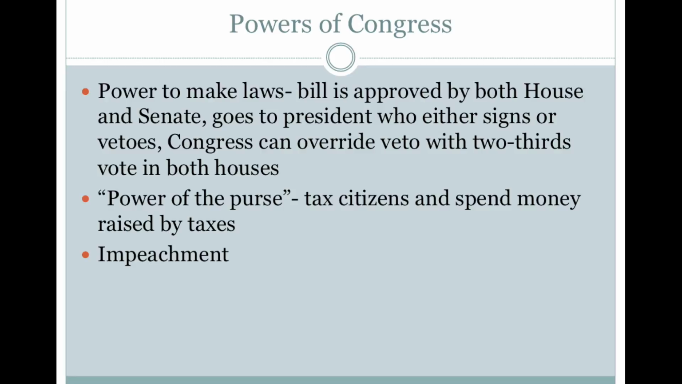Okay, more powers of Congress. Basically, to make laws. In order to do that, a bill is approved by both the House and the Senate. Then it goes to the President, who either signs or vetoes. And after that, Congress can override a veto with a 2/3 vote in both houses. Congress also has the so-called power of the purse, which means it can tax citizens and spend money raised by taxes. Also, impeachment. Impeaching is a way to get rid of an elected official.